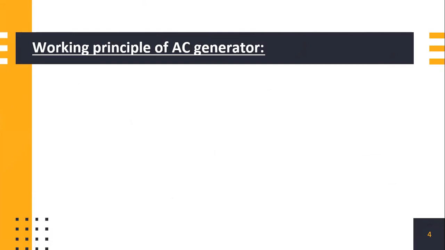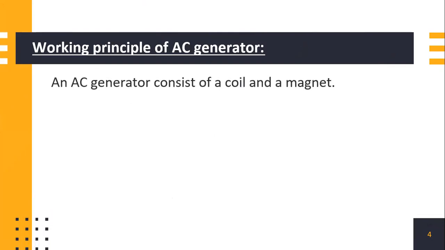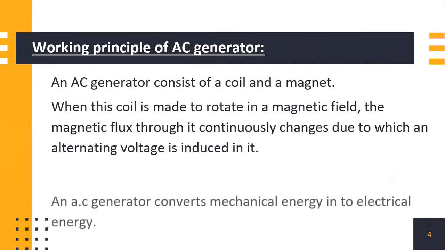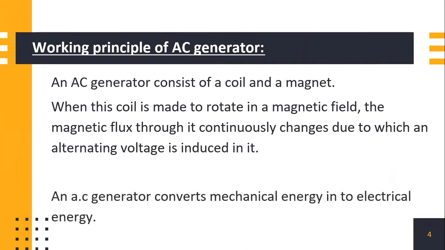Working principle of AC generator. What is the working principle of an AC generator? An AC generator consists of a coil and a magnet. When this coil is made to rotate in a magnetic field, the magnetic flux through it continuously changes, due to which an alternating voltage is induced in it. An AC generator converts mechanical energy to electrical energy. This is the working principle of the AC generator.